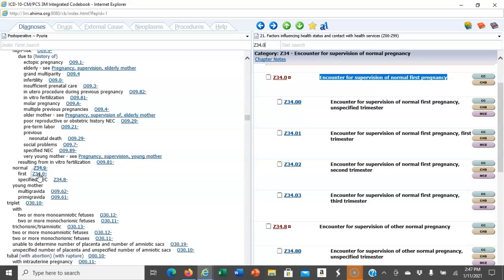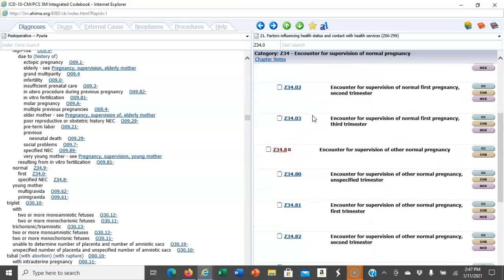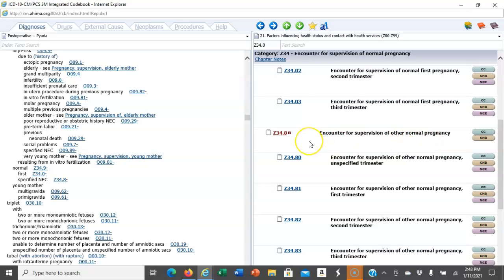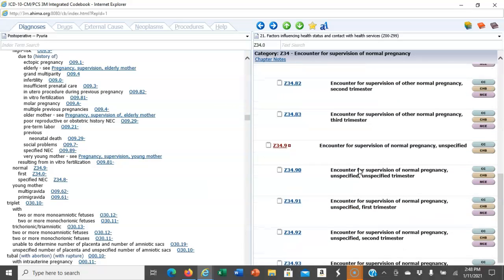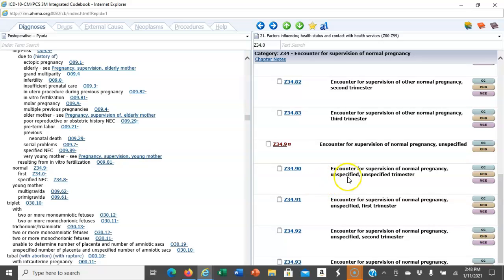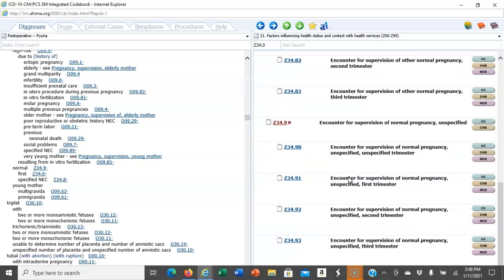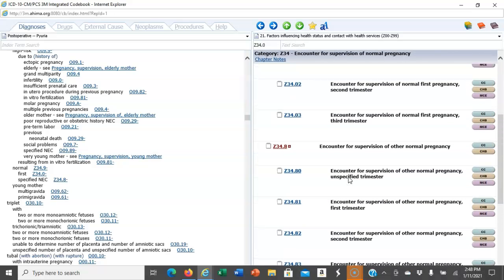So let's look at Z34.0. That will take us to the beginning of this category. So if it's a primigravida, first normal pregnancy, we have these codes. Unspecified trimester, again, probably never use. And then we have first, second, and third trimester here. Other normal pregnancy, which means that they're not a primigravida, it's not their first pregnancy. Again, the unspecified and then the first, second, and third trimester. Encounter for supervision of normal pregnancy. Again, we have those same series of codes. So that is the category that you would use if in fact it's a perfectly normal pregnancy.